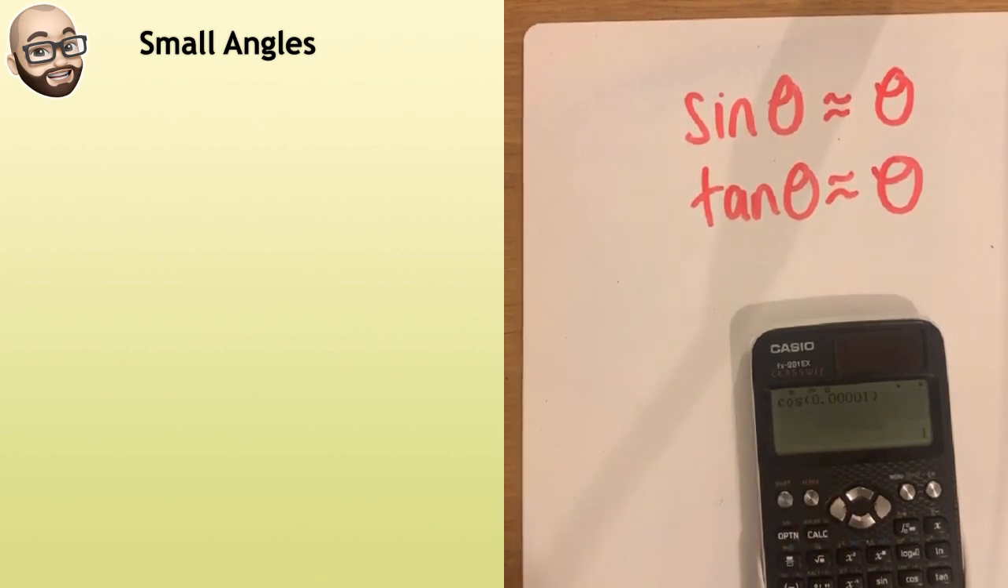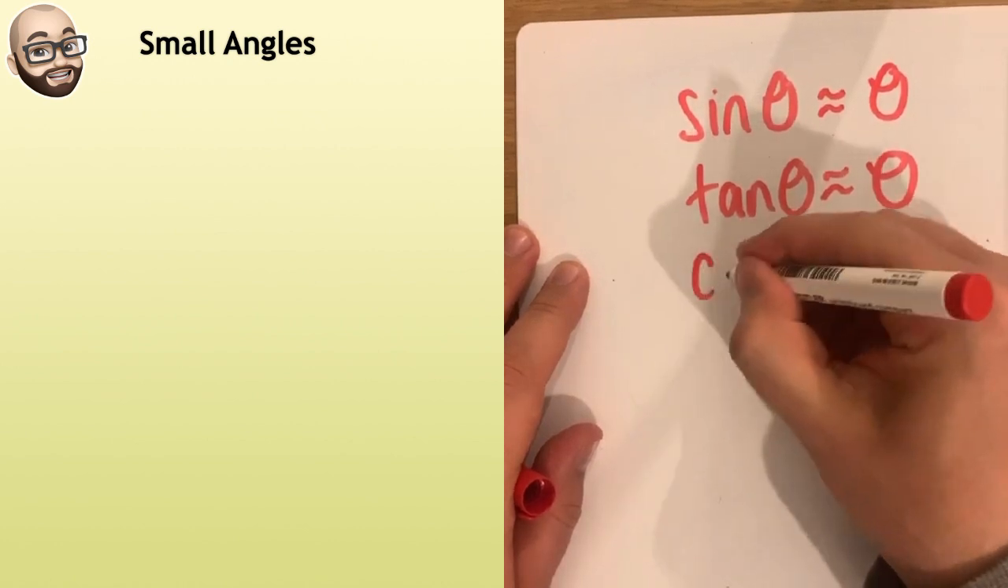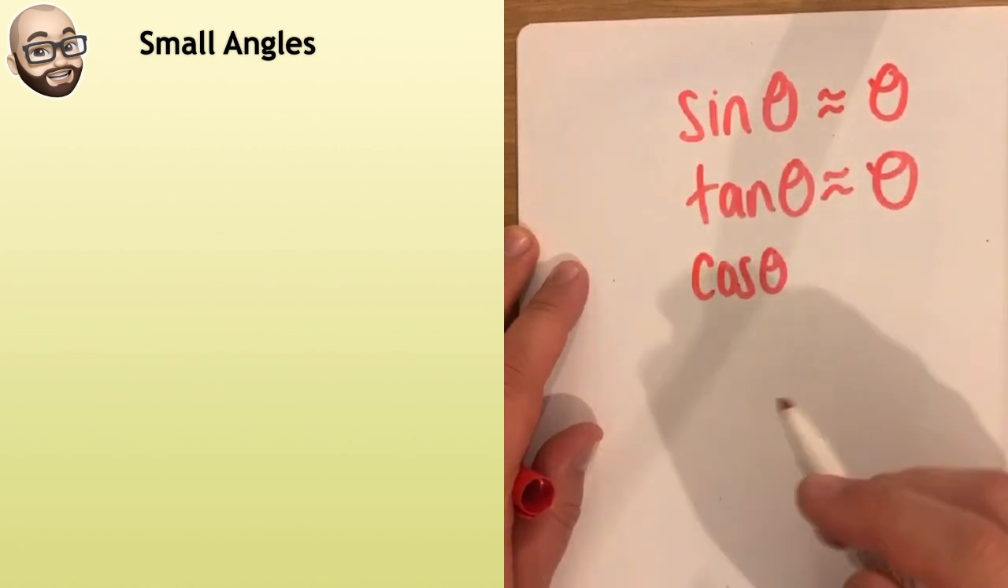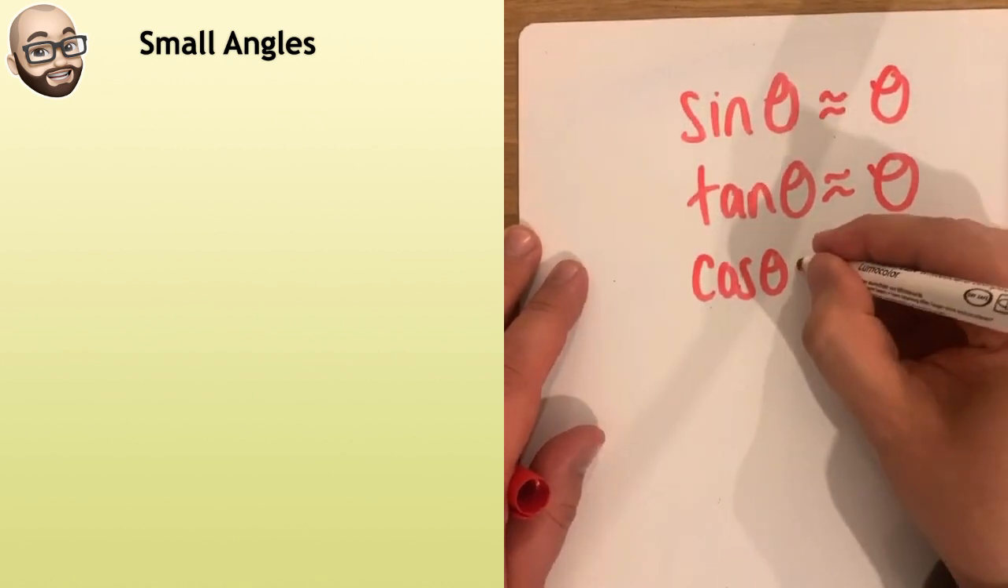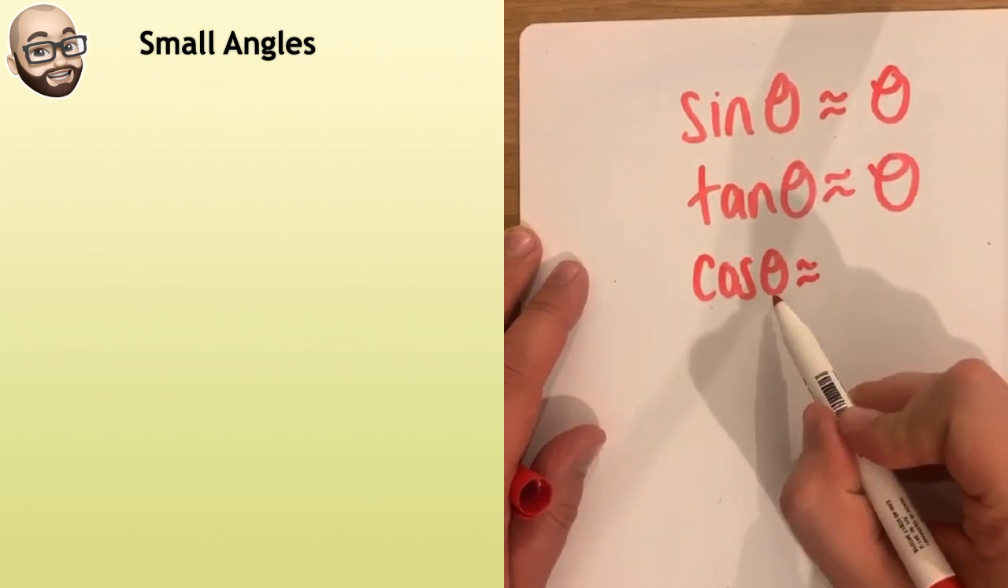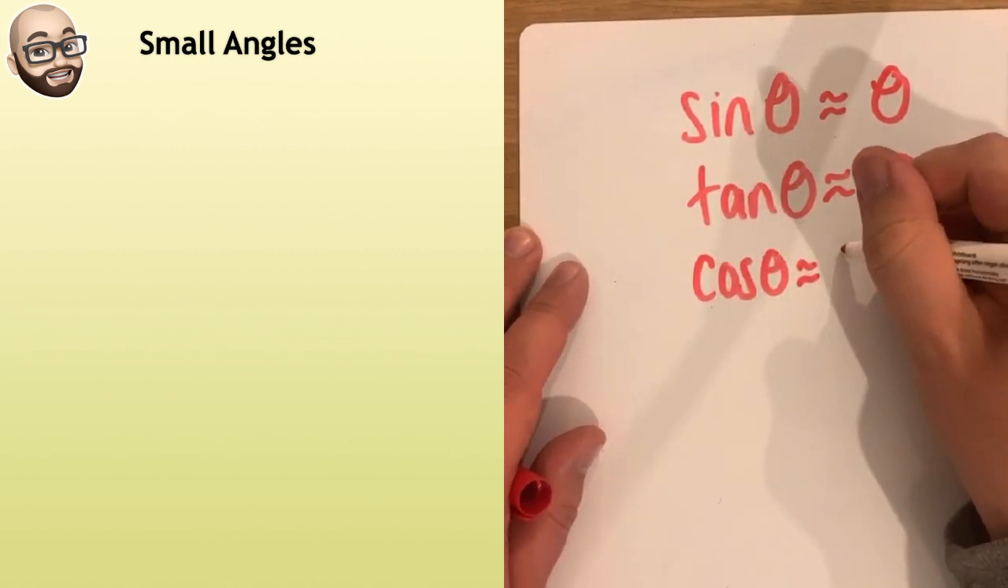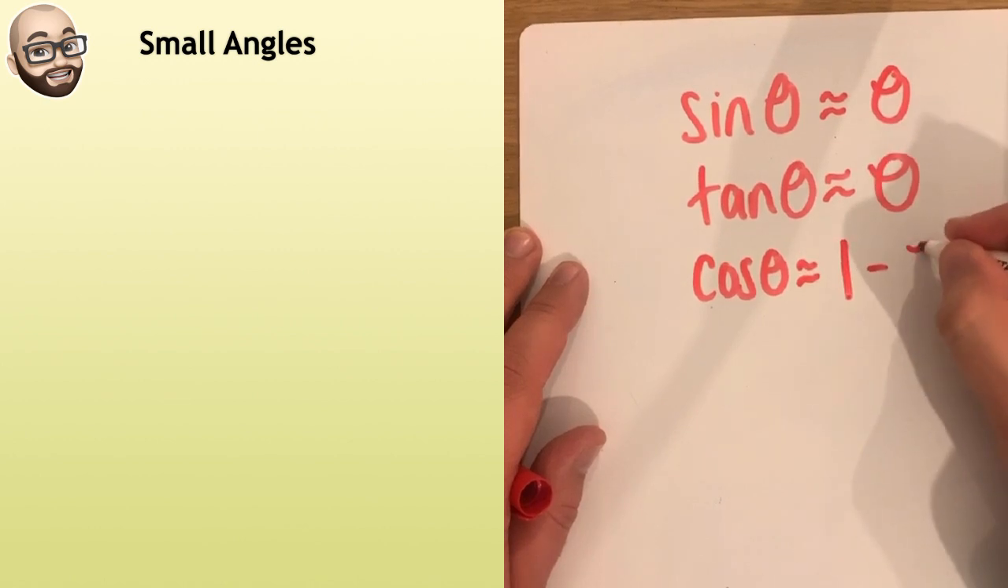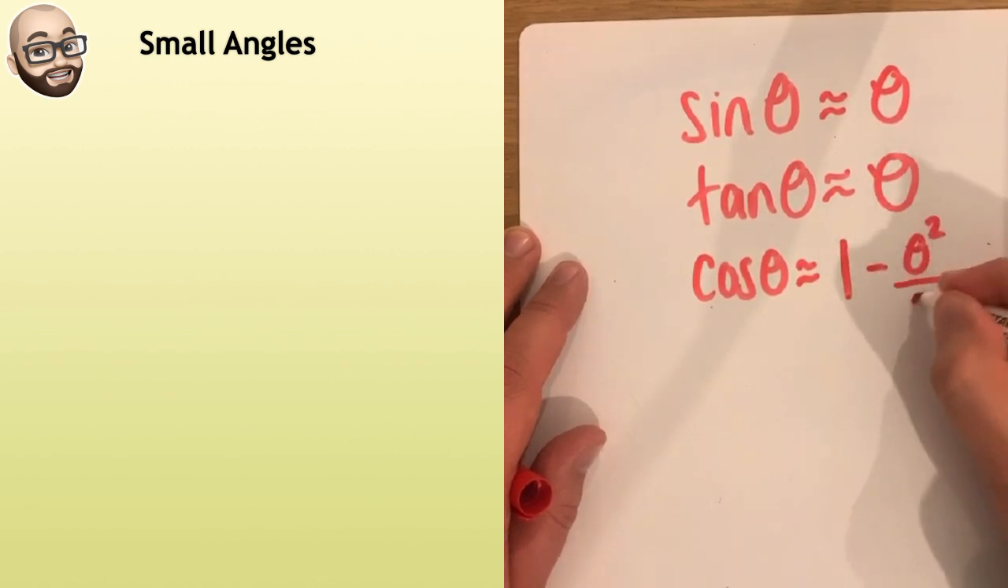Now there's no way you'd be able to guess what's happening here, so I'm just going to have to tell you what it is. The cos small angle approximation is this. If you put an angle in and it's small, the answer is pretty much going to be 1 minus your angle squared over 2.